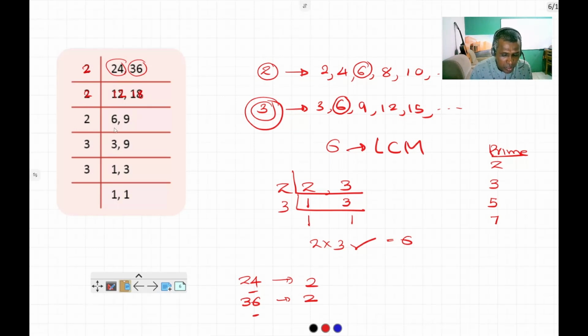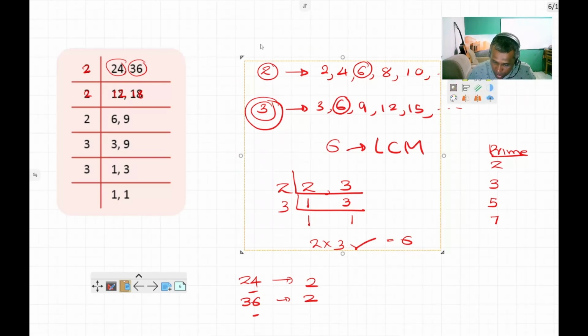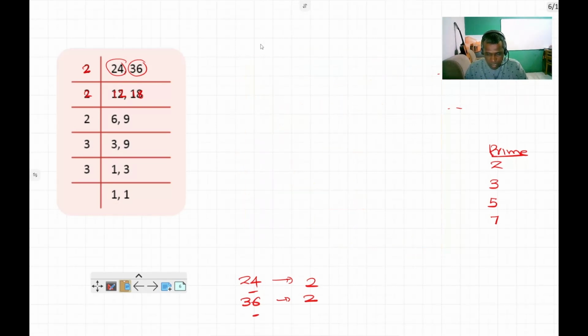Now I am checking whether these two are divisible by any common prime. 6 is divisible by 2, but 9 is not divisible by 2. 6 is divisible by 3, and 9 is also divisible by 3. If you like, we can do it this way. I am writing it now.